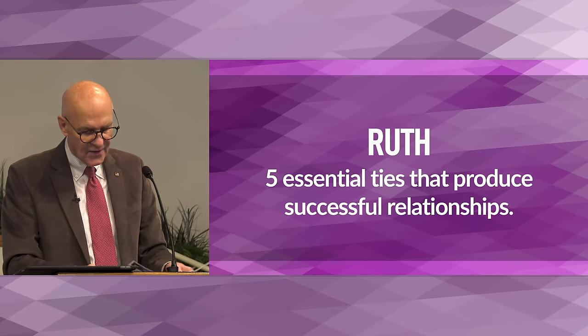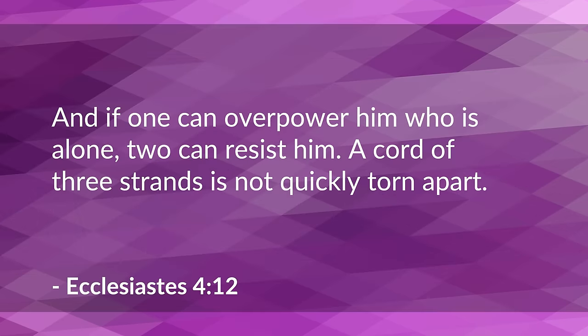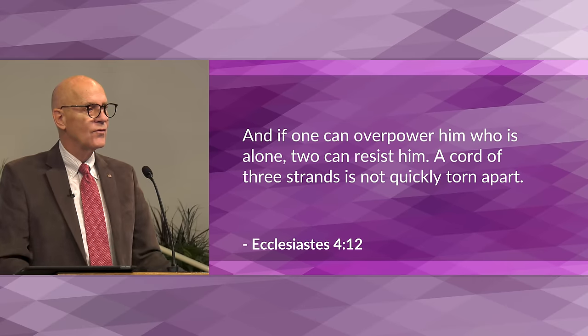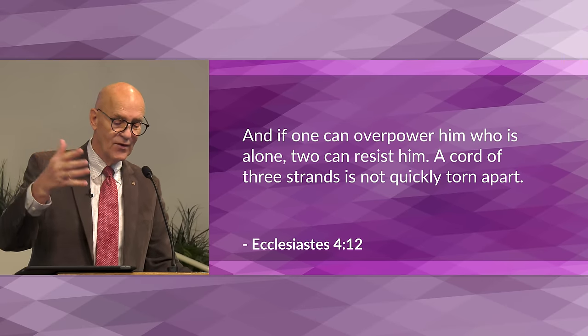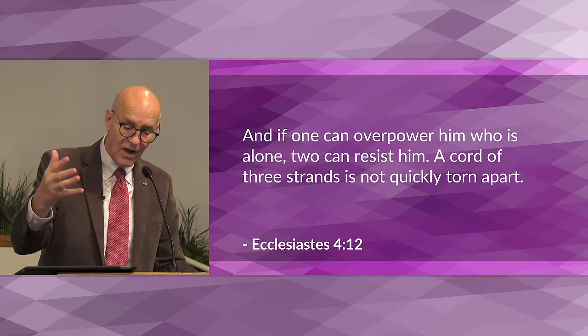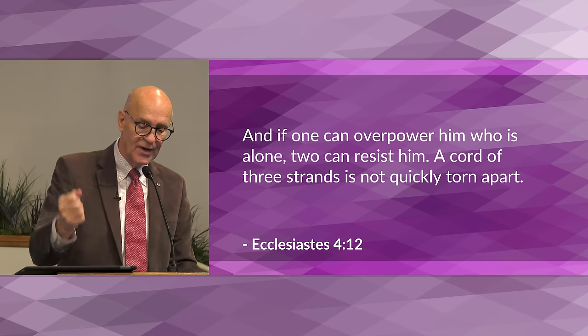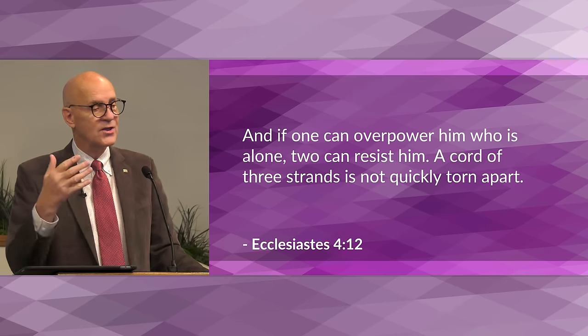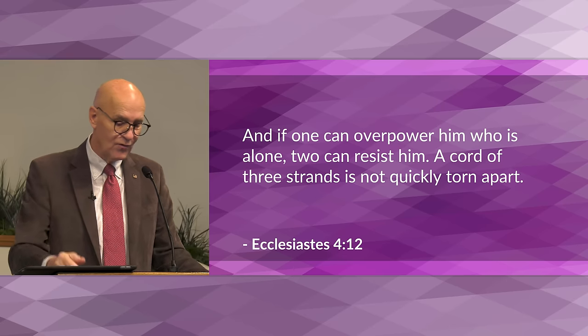And I call these the cords of love, from the book of Ecclesiastes, Solomon, chapter 4, where he says, "And if one can overpower him who is alone, two can resist him." And then he says, "A cord of three strands is not quickly torn apart." And so in my view, there are not just three strands, but five. There are five strands or five cords of love that keep relationships together. And these cords are described eloquently in the book of Ruth.